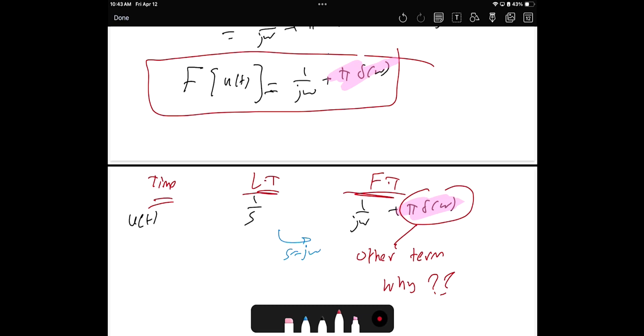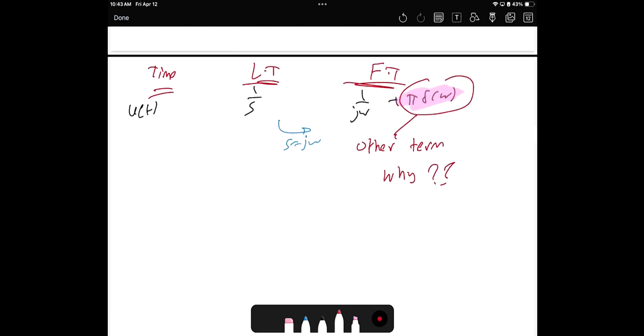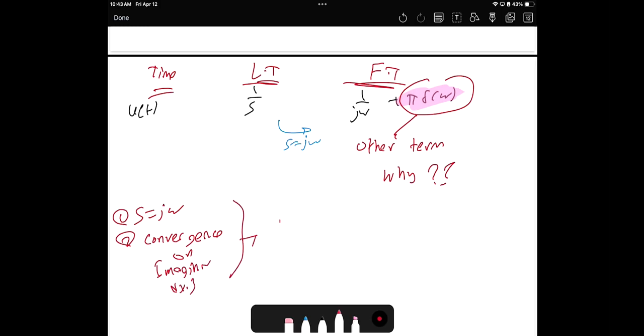Let's recall last lecture we talked about convergence. We said that s equal to j omega is true if the convergence region includes the x-axis, or the imaginary axis. Substitute s equal to j omega, it will be true, and that's enough. But in this situation, it's not enough. How?